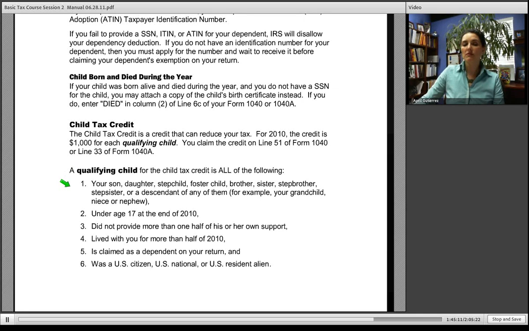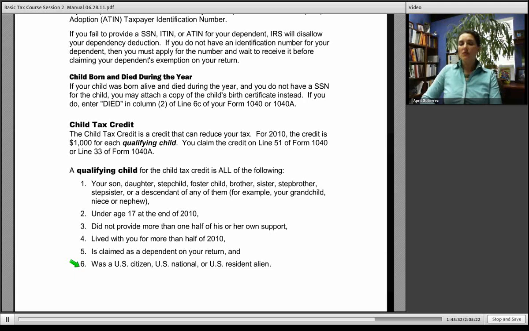And this person must be under age 17 at the end of 2010, did not provide more than half of his or her own support, lived with you for more than half of 2010, is claimed as the dependent on your return, and was a U.S. citizen, U.S. national, or a U.S. resident alien. This is an interesting point here.